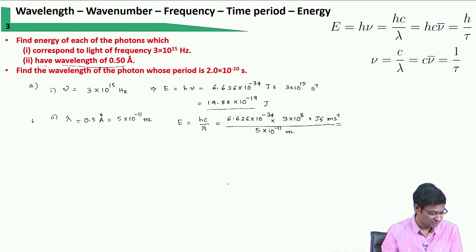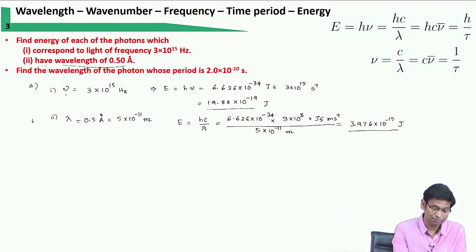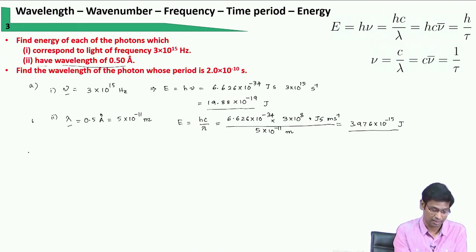and I am left with joules, which is actually the correct unit of energy. So, if you do the numbers, you would get 3.976 into 10 to the power minus 15 joules. So, this is the energy. If we know the frequency or the wavelength of the light or a photon, we can convert them to energy, or the other way around also.